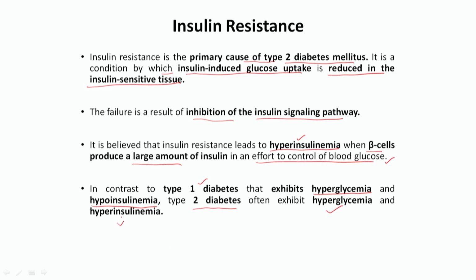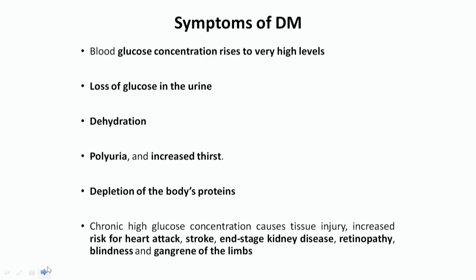So both glucose concentration as well as insulin concentration will be higher in type 2, whereas in type 1 there will be hyperglycemia, meaning increased glucose concentration, but the insulin secretion will be less.